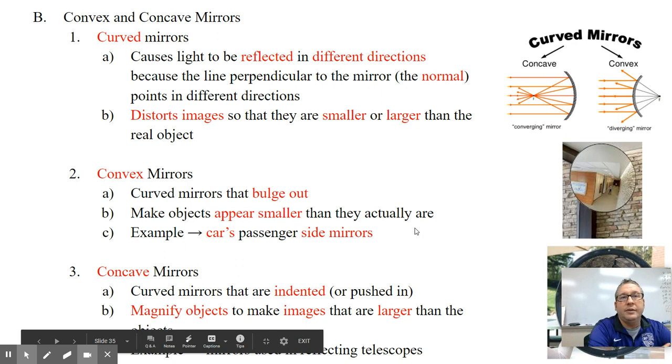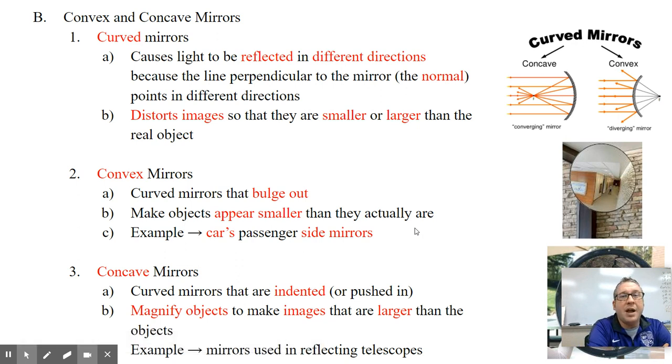Then, sticking with mirrors, we have convex and concave mirrors. And these fit in the category of curved mirrors. Curved mirrors cause light to be reflected in different directions because the line perpendicular to the mirror, which is, remember, the normal, points in different directions. It distorts images so that they are smaller or larger than the real object. Convex, concave. Now, convex, if you look up here, are the ones that bow out, okay? Concave has the word cave in there, so it caves away from the direction the light is coming in.